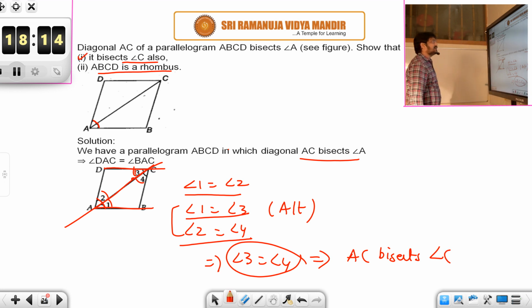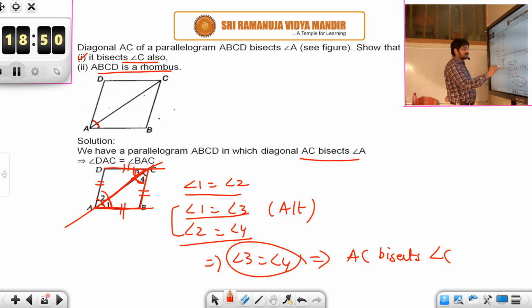And second part, you need to prove that ABCD is a rhombus. So what is the definition of a rhombus? First of all, sides should be equal. AB should be equal to BC, should be equal to CD, right? See students, if you look at this triangle ABC, in this angle 1 is equal to angle 4. So sides opposite to equal angles will be equal. So AB will be equal to BC, right? Similarly, AD will be equal to DC. But we know that in the parallelogram, opposite sides are equal. So all these sides will be equal to each other. So hence it is a rhombus.